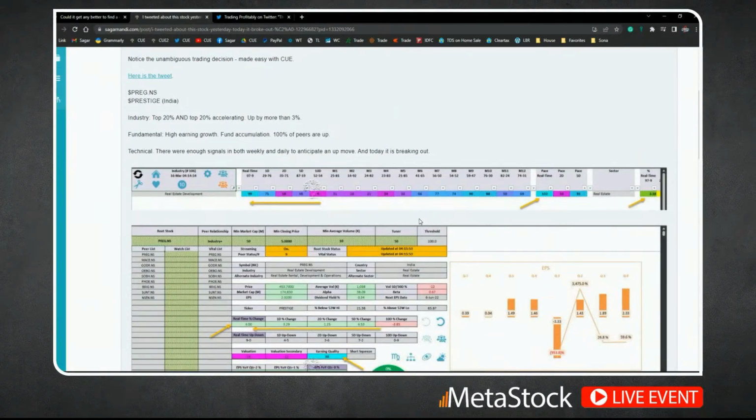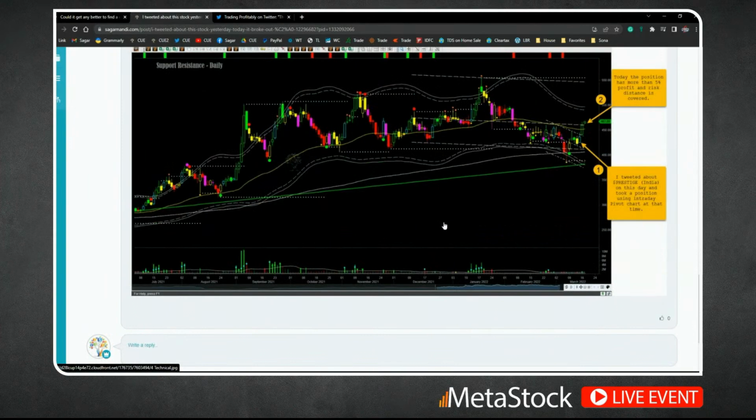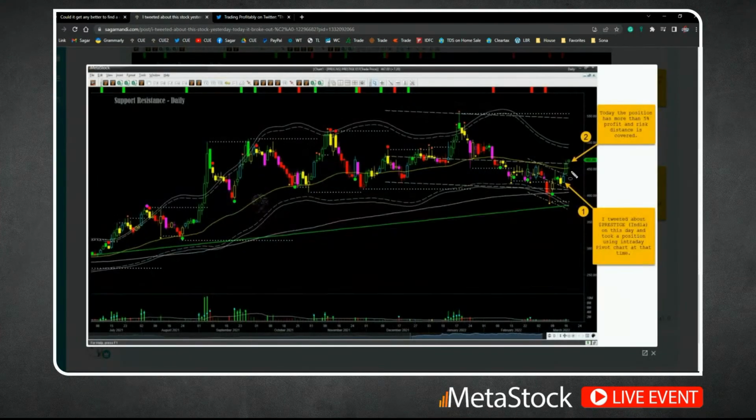That was PRAG, and in fact in 2 days it hit the initial profit target when the risk distance was covered, and I booked partial profit. Later on it might have gone up more.